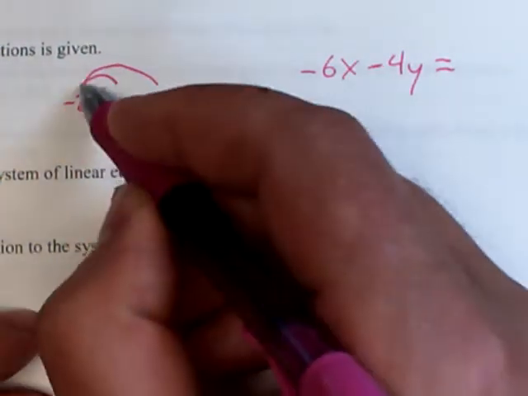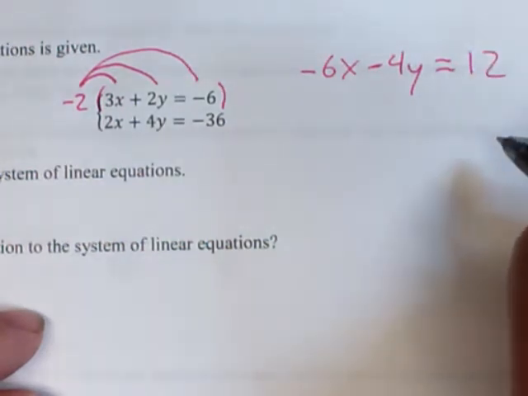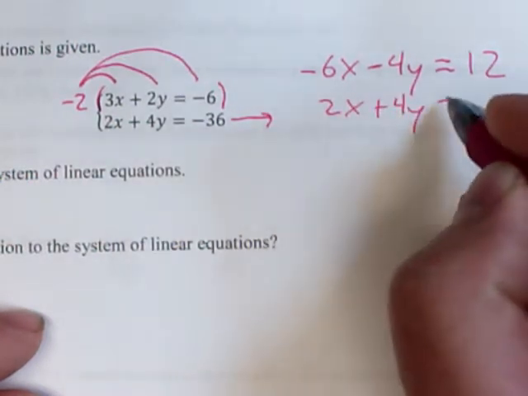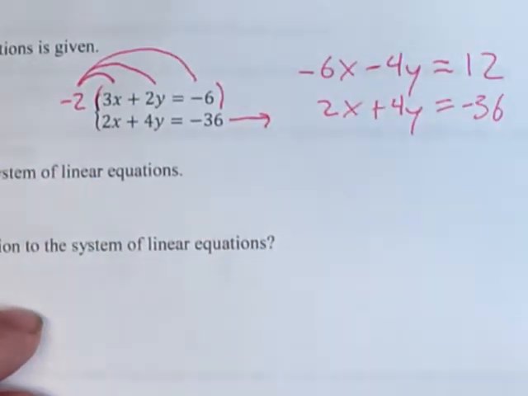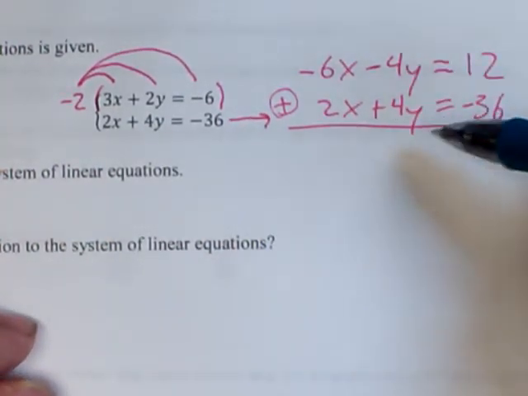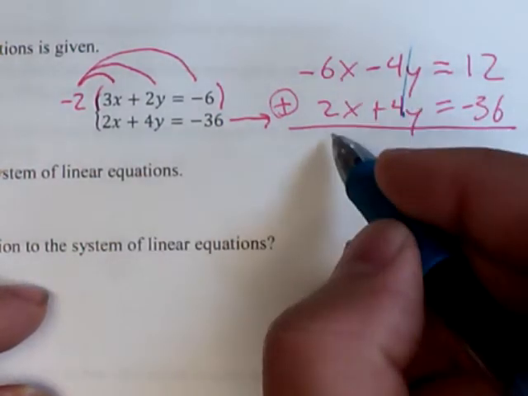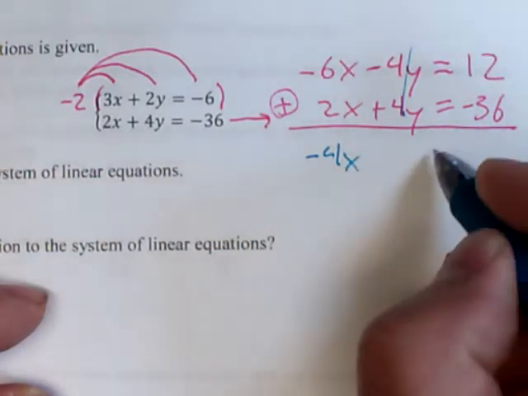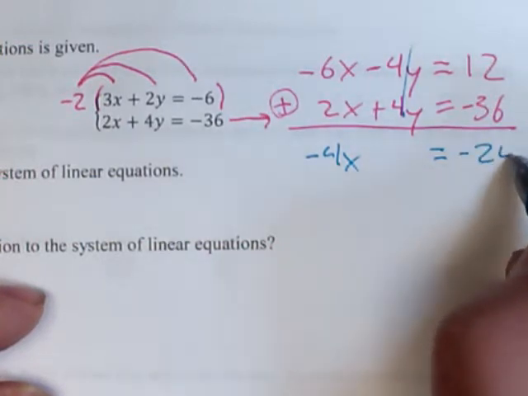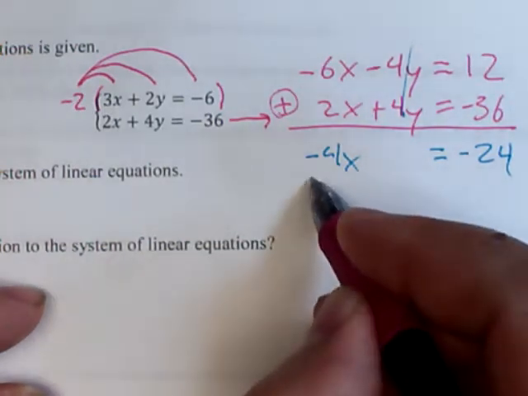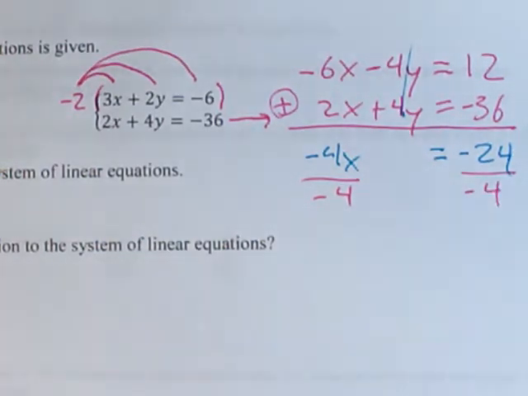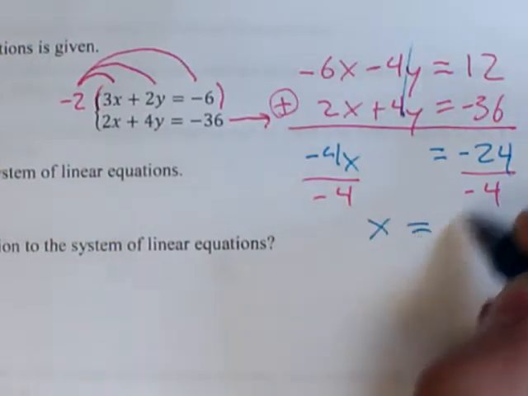Minus 2 times minus 6 is going to be positive 12. And then I'm just going to take my other equation and move it over. 2x plus 4y equals negative 36. And I am going to add these two equations up so that these two things are going to cancel, right? So that cancels. Minus 6x plus 2x is minus 4x, and this is equal to 12 plus negative 36, that's negative 24. And now I'm almost done solving for x here. I'm just going to divide out by negative 4. So this becomes x is equal to 6.